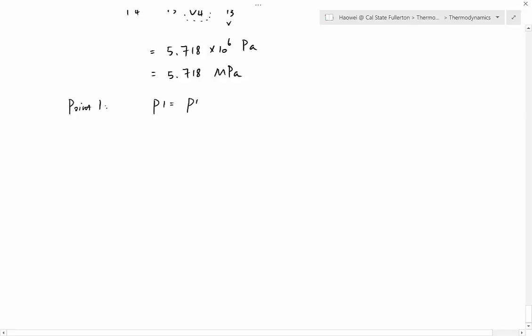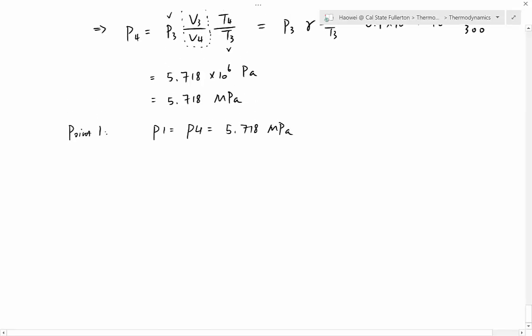P1 must be equal to P4. That is really easy. 5.718 megapascal. So now we have pressure P1, we're looking for temperature T1. We have pressure, we're looking for temperature. What equation? Ideal gas equation.